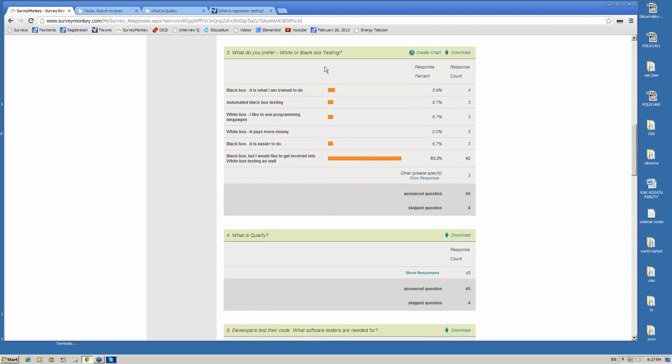What do you prefer, white or black box testing? And you guys are pretty good. You have 93% with the right answer. Let me tell you why it's important, just in case. The way you answer the question, what do you prefer, white or black box testing, might stop the whole process. It might be a showstopper.